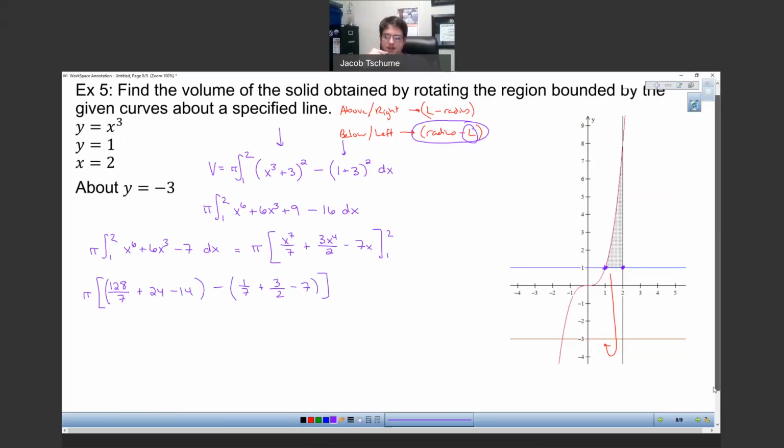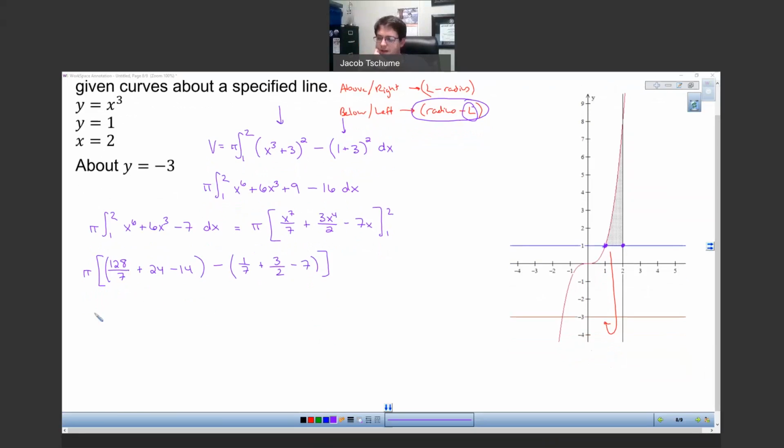All right, got a lot of numbers to put together here because we didn't get a 0 this time, so that's fine. So this would end up being pi times 128 over 7. Those two go together as plus 10. And then if I distribute the negative, it's minus 1/7 minus 3/2 plus 7. All right, so that would be pi times, putting my sevenths together, 127 over 7. Putting my whole numbers together, that would be plus 17 minus 3/2.